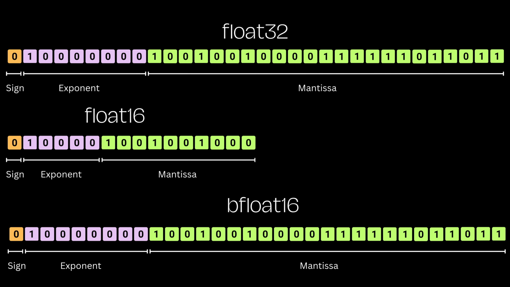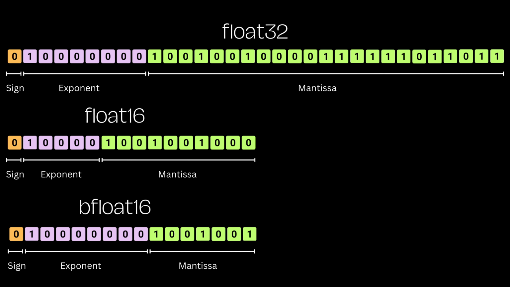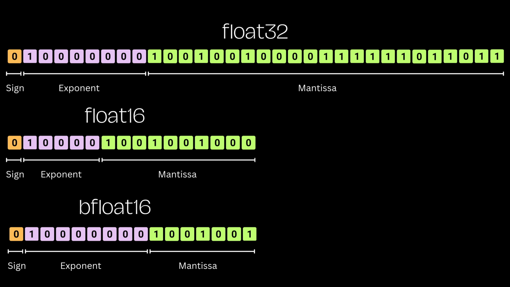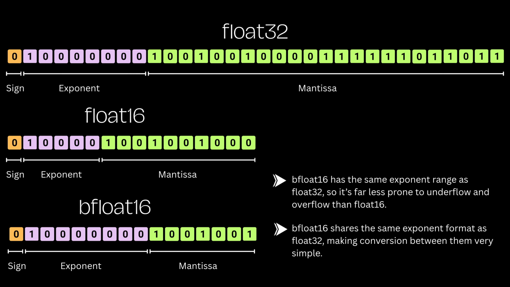bfloat 16 further reduces the number of bits for mantissa, which is just 7. However, the bits for exponent remains the same as float 32, making its range similar to that of float 32. Since the bits for mantissa keep getting reduced from float 32 to float 16 and then further reduced in bfloat 16, the precision also keeps on reducing. But there are a couple of advantages of bfloat 16. First is that we get the same range as float 32, so numerically it's more stable and less prone to underflow. The second advantage is that converting float 32 to bfloat 16 is very easy.